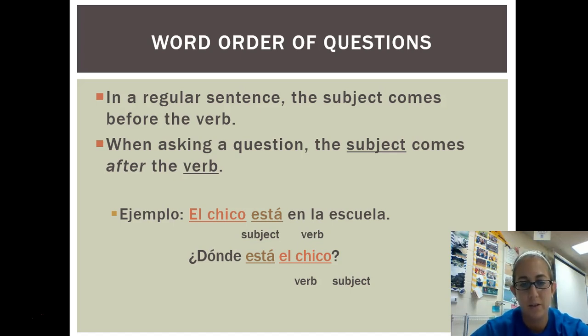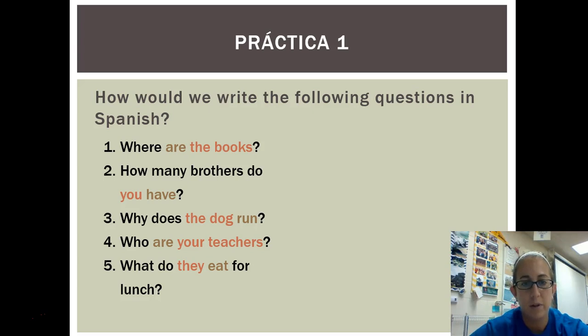Make sense? All right. So then I want you to practice. How would you write the following questions in Spanish? Where are the books? How many brothers do you have? Why does the dog run? Who are your teachers? What do they eat for lunch?